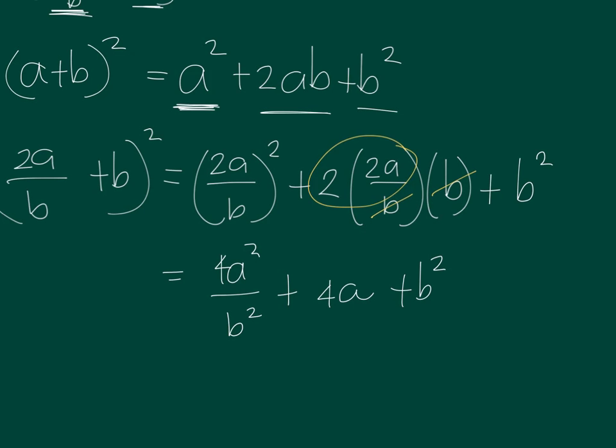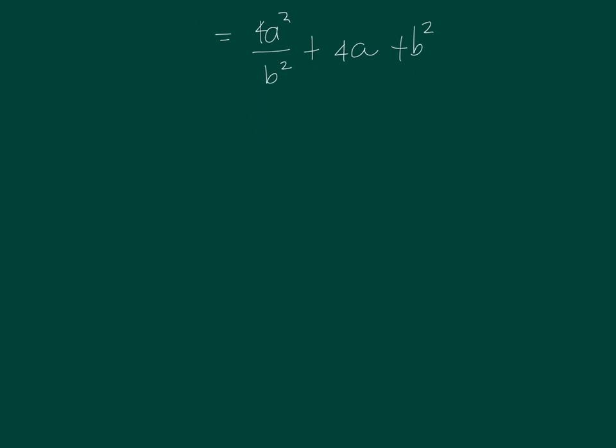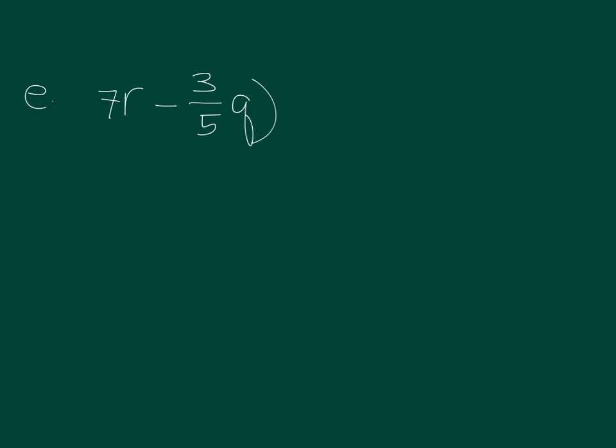Okay, in letter E, let's take a look at letter E. So you have (7R minus 3/5 Q) and then (7R plus 3/5 Q). Again, the key in expanding expressions is to first identify if it is a special product, meaning does it follow a certain special product. In the previous one, in letter D, we have seen that it is in the form of (A plus B) squared.